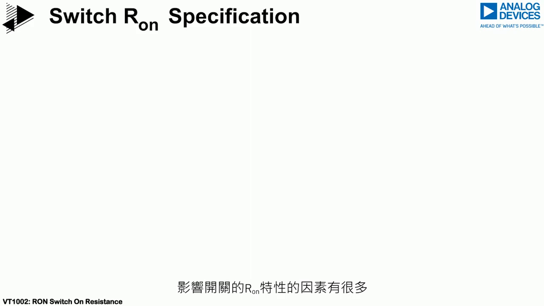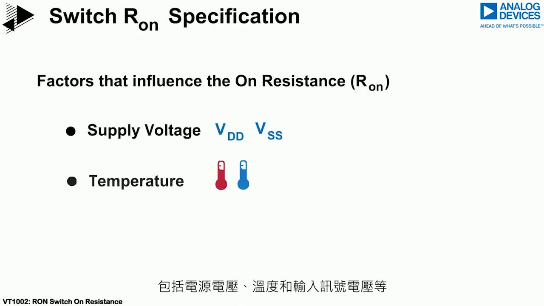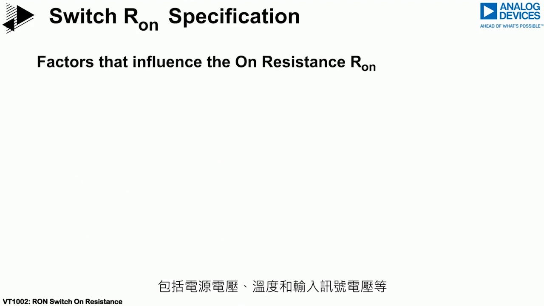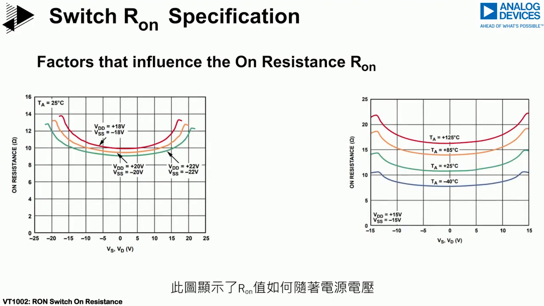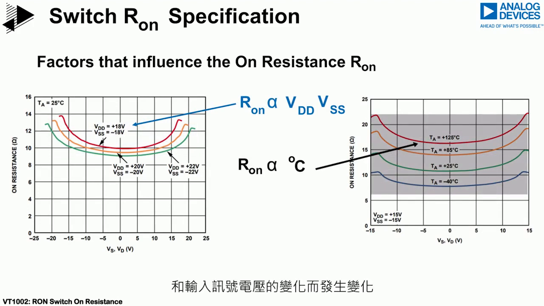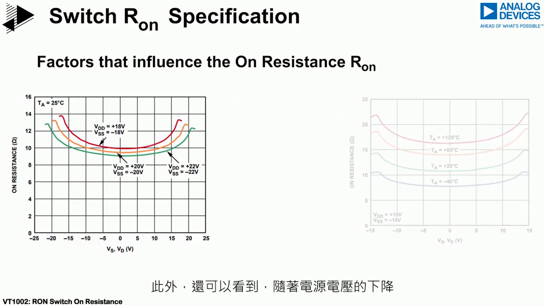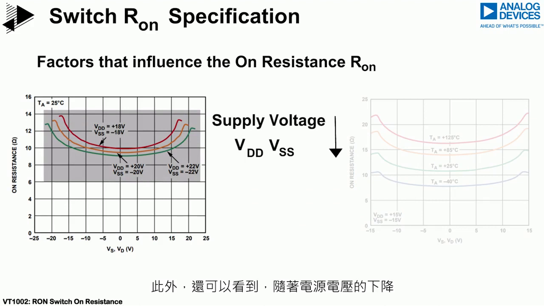A number of factors influence the Ron characteristic of the switch: supply voltage, temperature, and input signal voltage. The plot shows how the Ron varies with supply voltage, temperature, and input signal voltage. It can also be seen that as the supply voltage decreases, the on resistance increases.